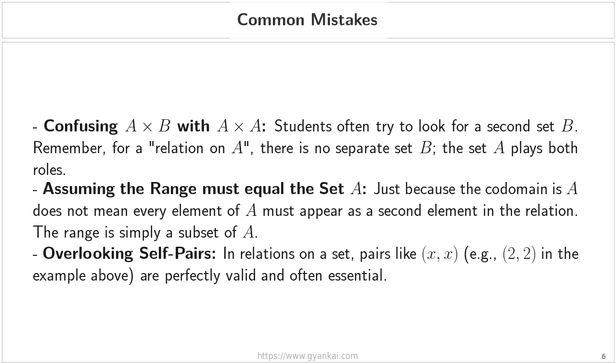Finally, be careful not to overlook self-pairs. In a relation on a set, pairs where the element is matched with itself, such as (x,x), for instance (2,2), which we saw in our previous example, are completely valid. In many mathematical relations, these self-referencing pairs are not only allowed, but are often essential to the definition of the relation.